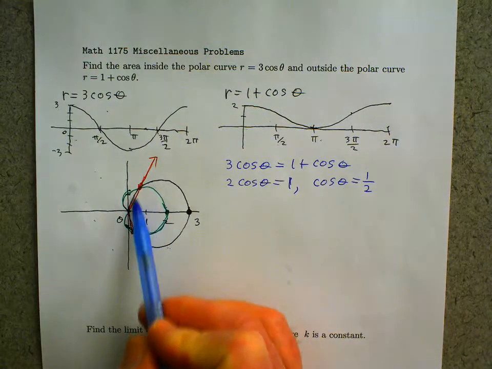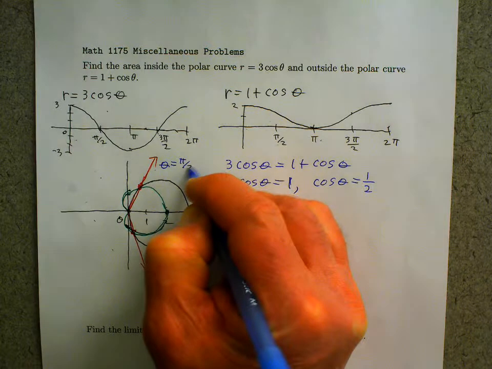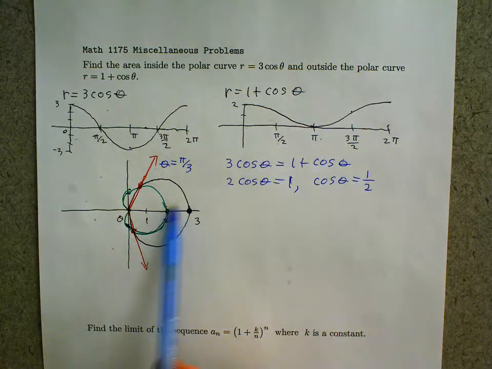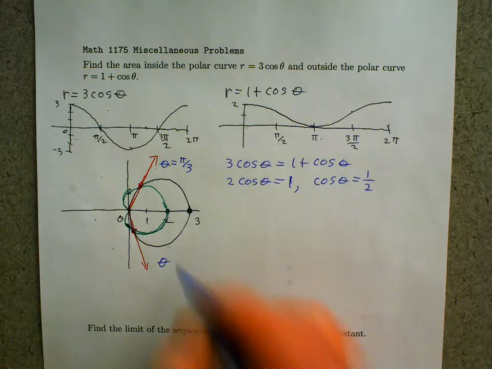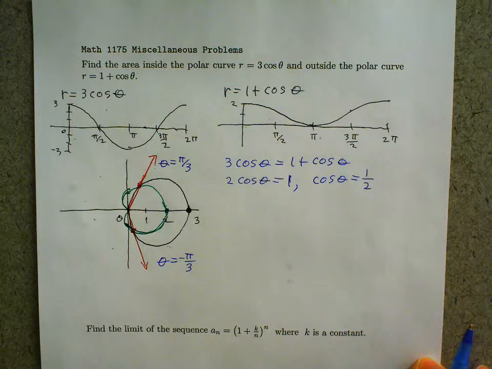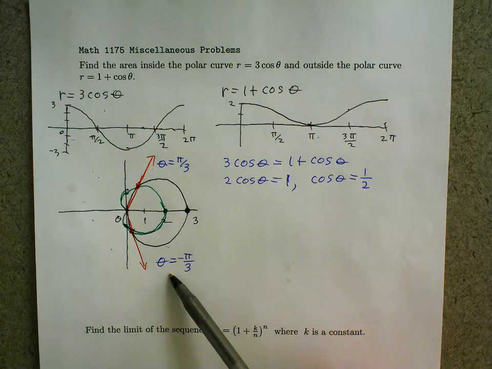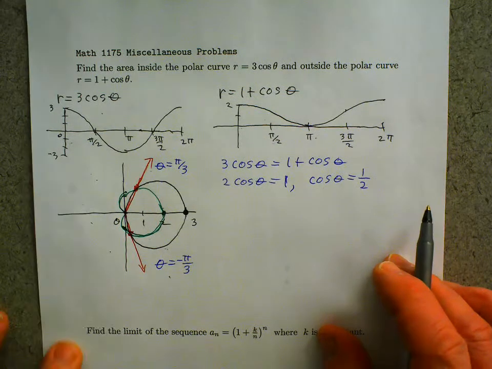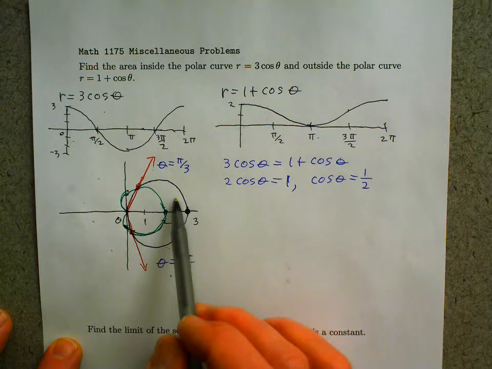Well, we know that cosine of theta equals 1/2 if theta is equal to pi over 3. And rather than going full circle, so to speak, let's just use theta equals negative pi over 3. Okay, so on the interval from theta equals negative pi over 3 to theta equals pi over 3, we're just going to subtract the area of the inner curve from the outer curve.